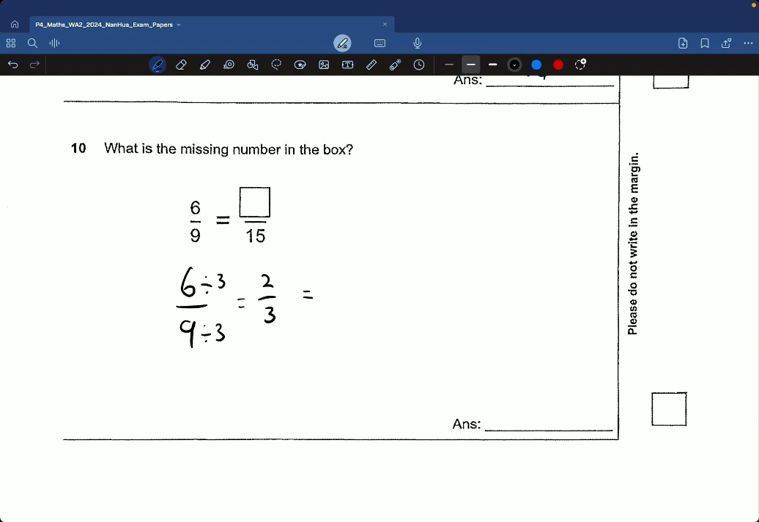So can 2 out of 3 be something over 15? Yes, we can. So how do we get from 3 to 15? What do we multiply with? If your answer is 5, you are right. So we can multiply by 5. And then for 2, that means we also multiply by 5. And what is 2 times 5? 10. So the answer to the missing number is 10, right? Don't put the whole fraction. Just put the number because it's asking for the missing number.